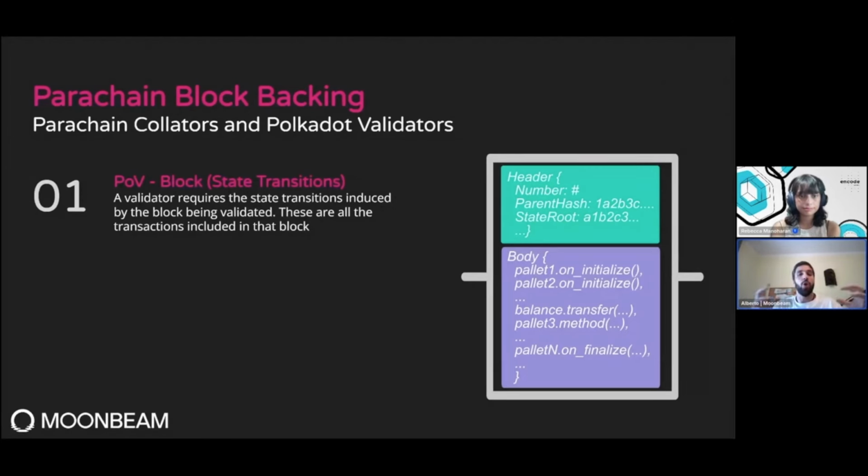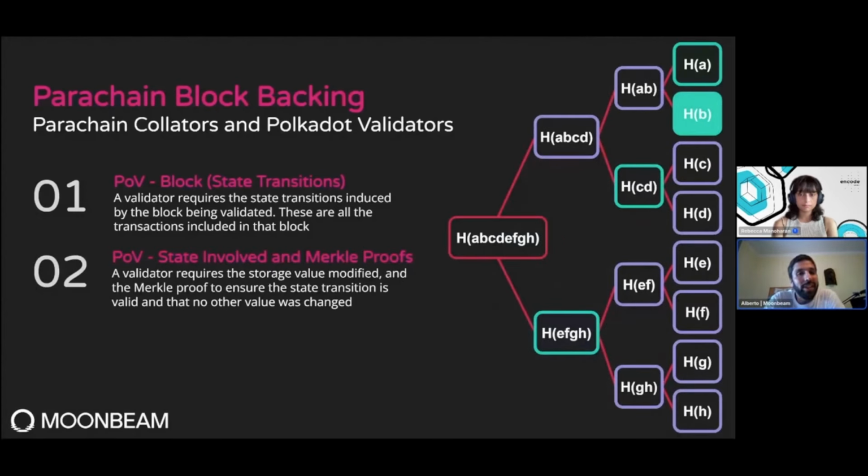That's basically it. And so in order to verify this, a validator needs the block, right? The list of state transitions that are included in that block that is being validated, which is kind of obvious, right? Because the validator needs to know what's going to happen, okay? Remember that the validator knows the state transition function, but it needs the state transitions or the extrinsics or the transactions to apply the STF, okay? And it also needs to know the state involved and the Merkle proofs, okay?